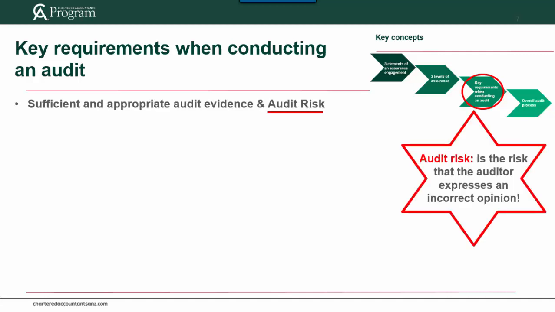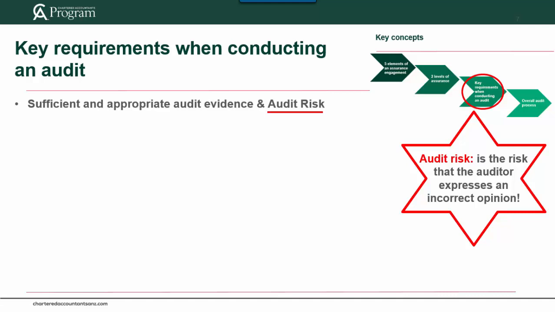Simply put, audit risk is the risk that the auditor expresses an incorrect opinion. Obviously, that would be a very serious concern, hence why auditors always aim to keep audit risk as low as possible. Note, however, that it's not possible to eliminate audit risk entirely, because as mentioned earlier, an audit engagement provides reasonable assurance, not absolute assurance, and therefore the auditor would not test 100% of the transactions or amounts that make up the entire financial statements.